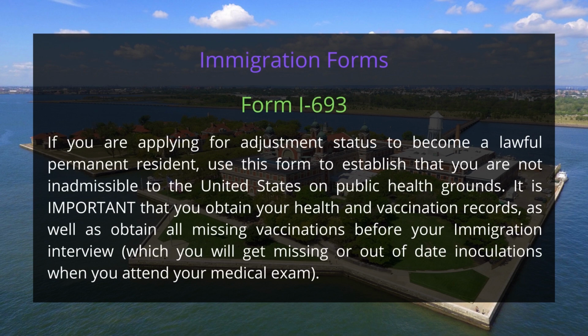Form I-693 is the medical examination form. If you are applying for adjustment of status to become a lawful permanent resident, use this form to establish that you are not inadmissible to the United States on public health grounds. It is important that you obtain your health and vaccination records as well as all missing vaccinations before your immigration interview, which you will get missing or out-of-date inoculations when you attend your medical exam.